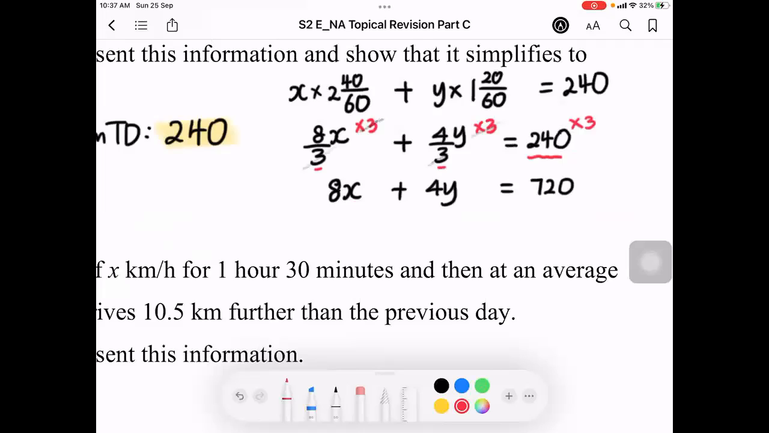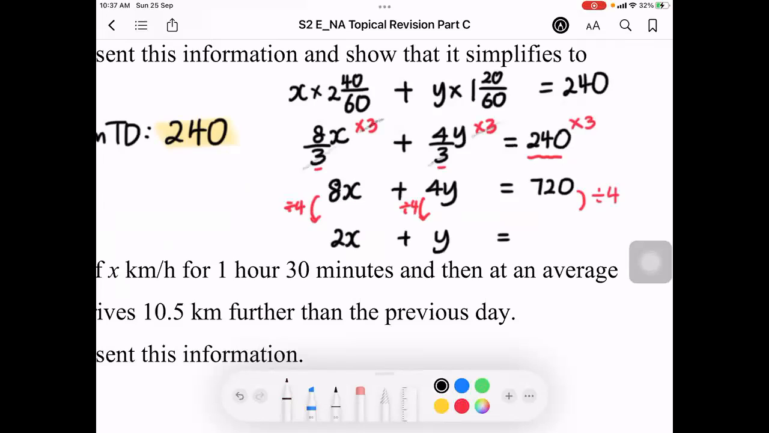Divide by 4. Yes, thank you very much. I divide by 4, then this part also must divide by 4. Okay, so everything divided by 4, I get 2x plus y.